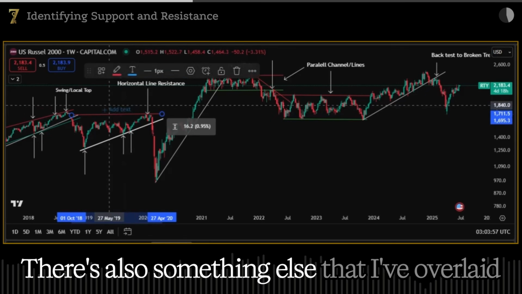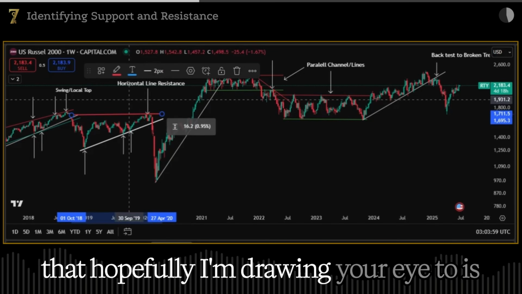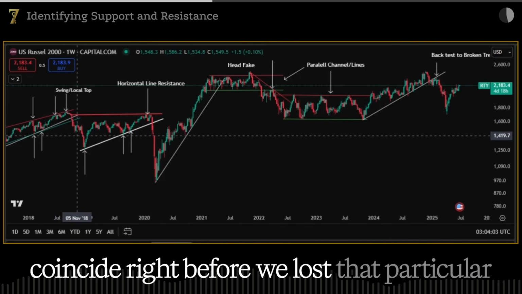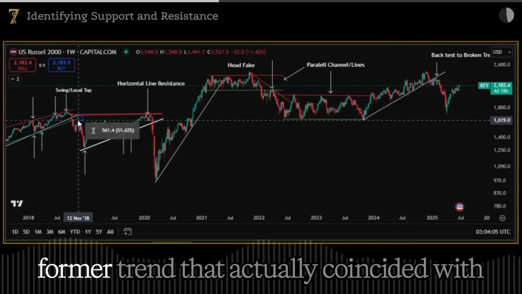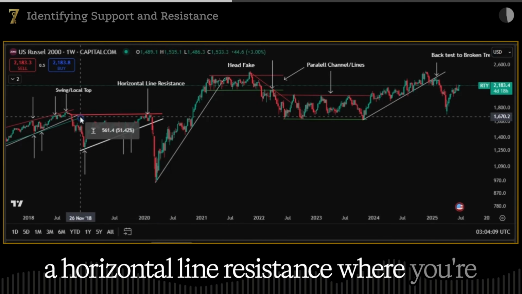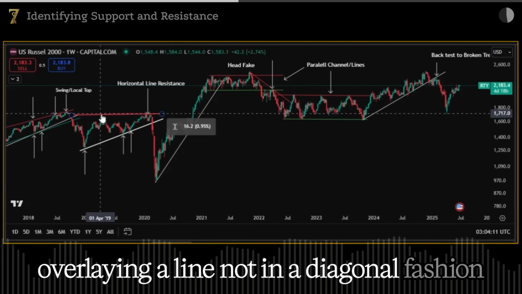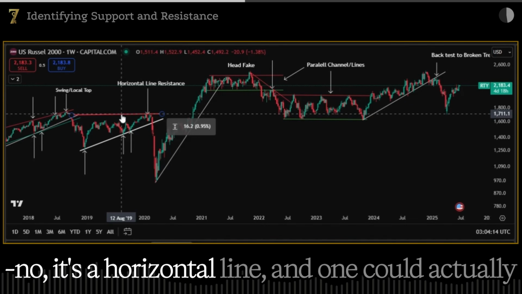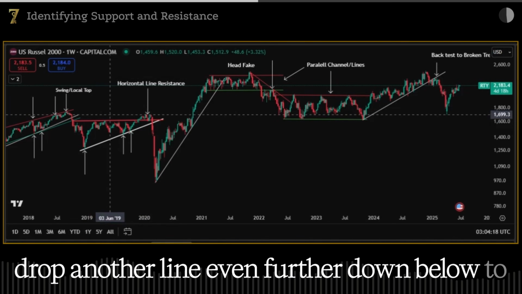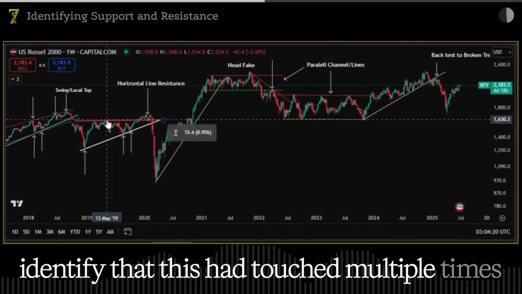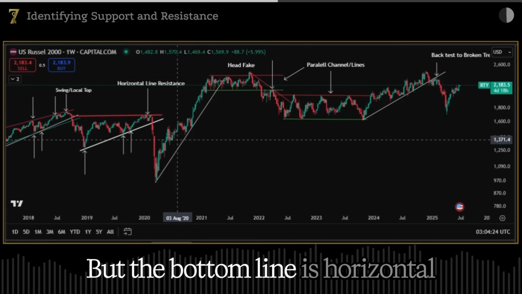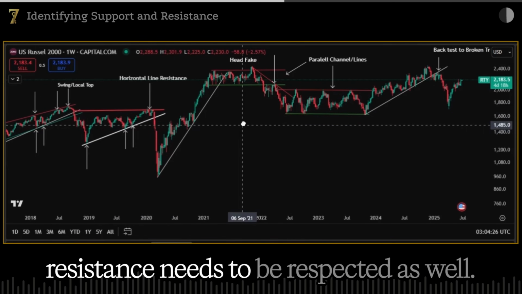There's also something else that I've overlaid that hopefully I'm drawing your eye to, is where this particular candle happened to coincide right before we lost that particular former trend. That actually coincided with a horizontal line resistance where you're overlaying a line, not in a diagonal fashion. No, it's a horizontal line. And one could actually drop another line even further down below to identify that this had touched multiple times in this particular triangle that was developing. But the bottom line is horizontal resistance needs to be respected as well.